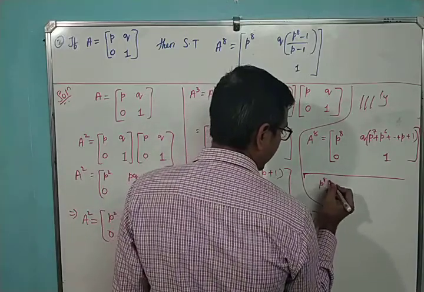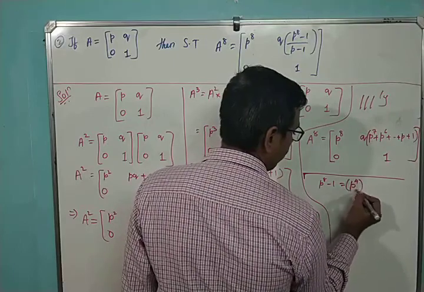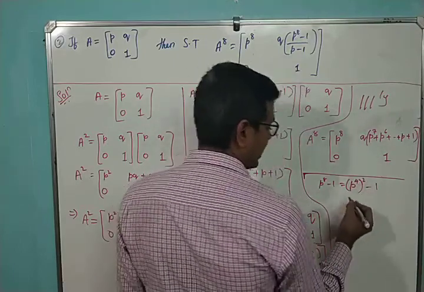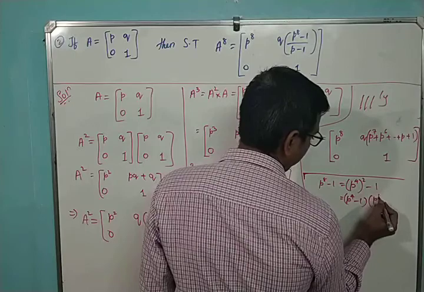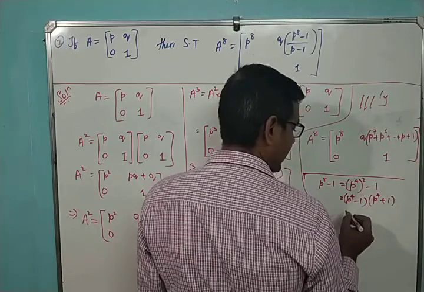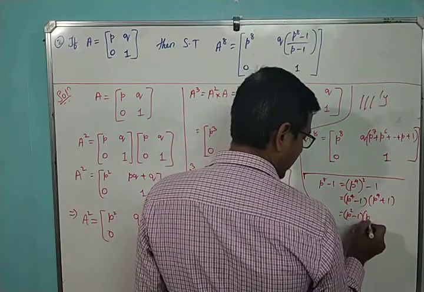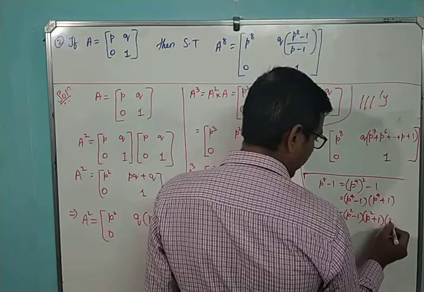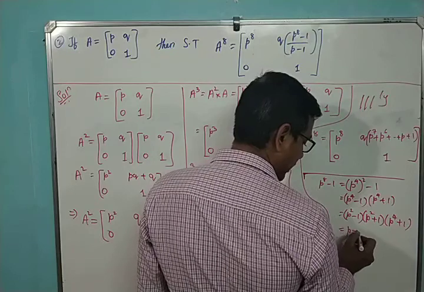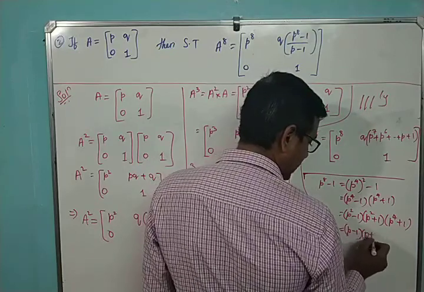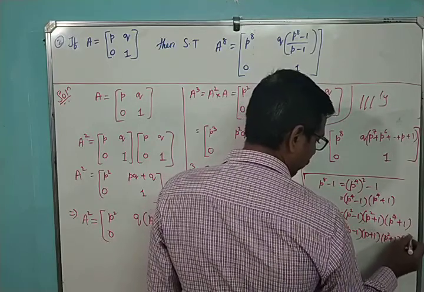So p to the power 8 minus 1 can be written as p to the power 4 whole square minus 1. So then this can be written as p to the power 4 minus 1 into p to the power 4 plus 1, right? And similarly this can be written as p square minus 1 into p square plus 1 into p to the power 4 plus 1, and p square minus 1 can be written as p minus 1 into p plus 1, and this p square plus 1 as it is, p to the power 4 plus 1 as it is.